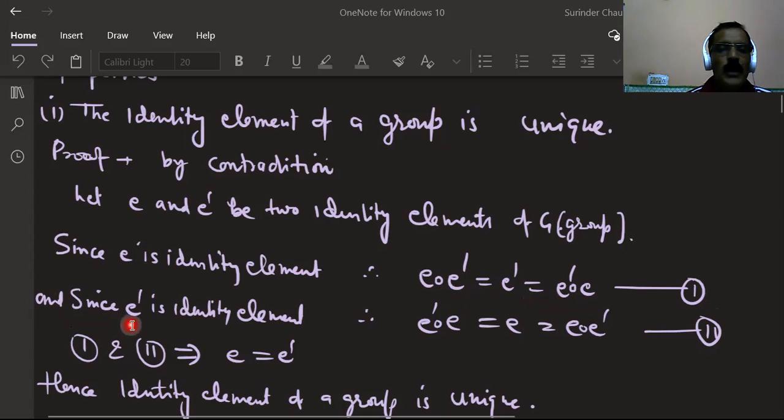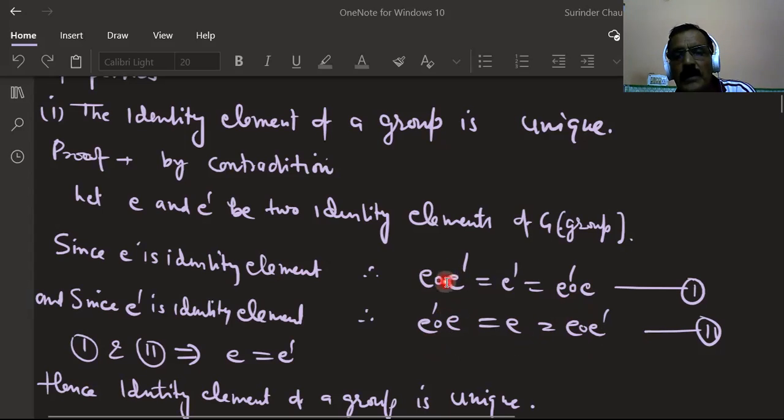Now, if we suppose that e' is the identity element of G, then e will be any other element of G. So e' composition with e is equal to e, because e' is the identity element, which is equal to e composition with e'. Now the first and second imply e composition with e' is equal to e' composition with e.